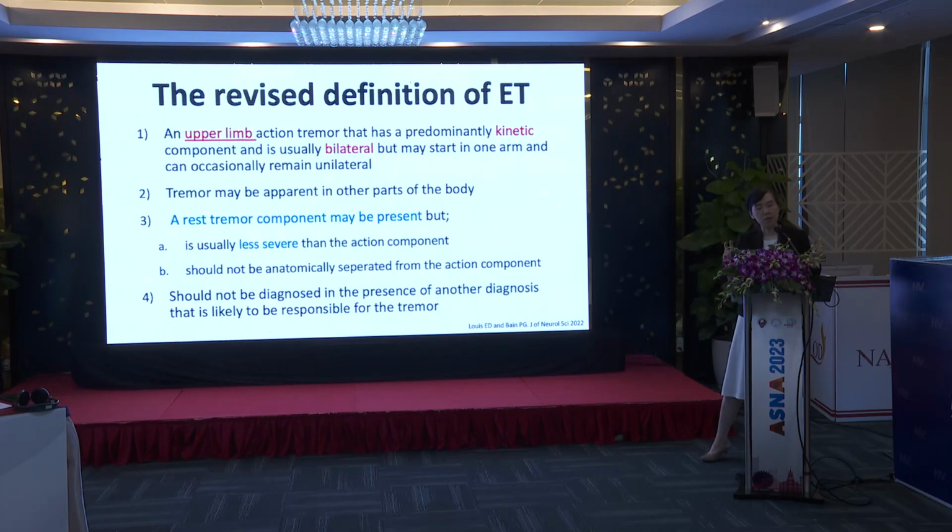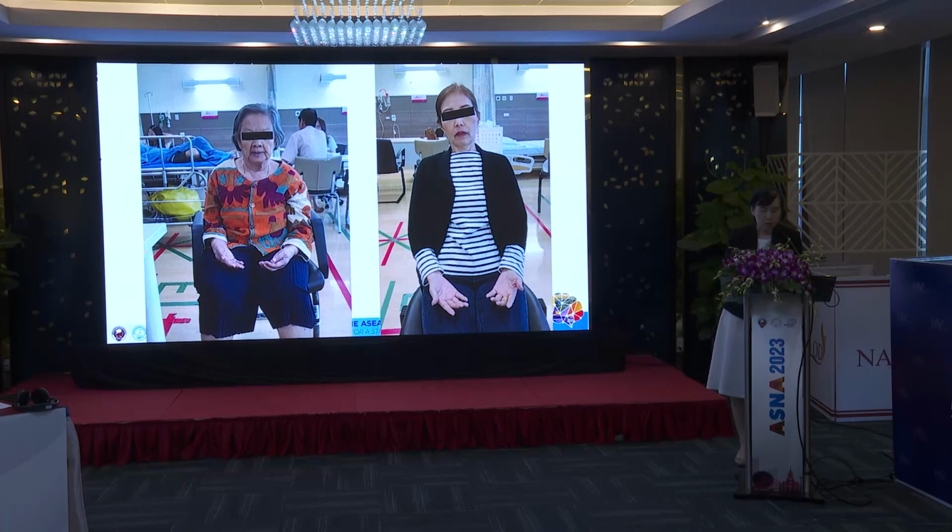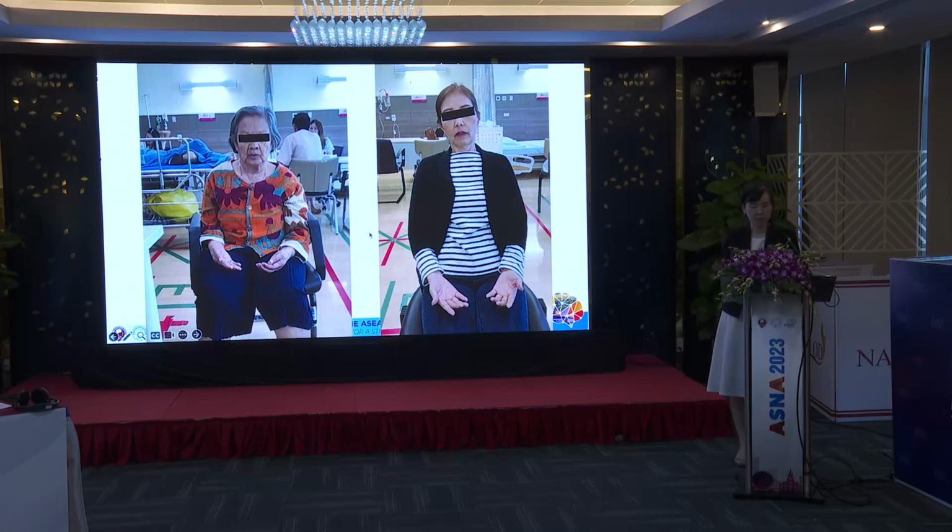So these are the revised definitions of essential tremor that include upper limb action tremor that has a predominantly kinetic component and is usually bilateral but may start in one arm and can occasionally remain unilateral. Rest tremor can be present, but it is usually less severe than action tremor and should not be anatomically separate from the action component. Let me show here, these are two patients.